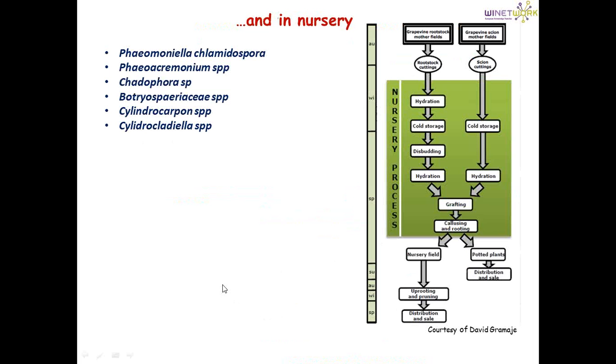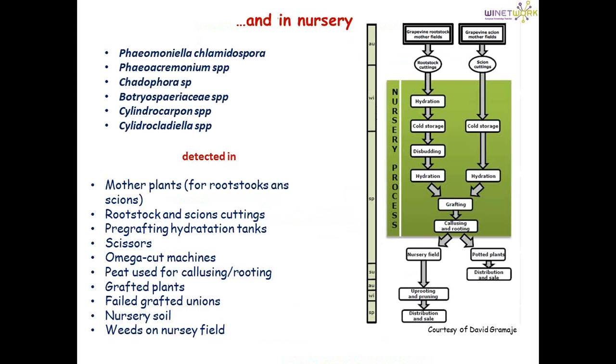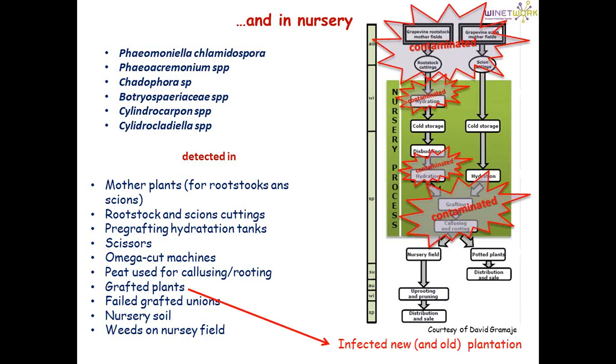But we know also what happens in nursery. For instance, some studies conducted in nurseries have evidenced how GTD are also a problem during the preparation of plant material for new vineyards. For instance, these GTD pathogens like Phaeomoniella chlamydospora, Phaeoacremonium, Cadophora, Botryosphaeriaceae, Cylindrocarpon, and Cylindrocladiella were found in mother plants, in cuttings, in the omega cut machine, and also in grafted materials. The control of this disease became very important for nurseries, since they are called to distribute uninfected young plants. As you can see, several steps of the production of planting material were found to be contaminated by these pathogens.